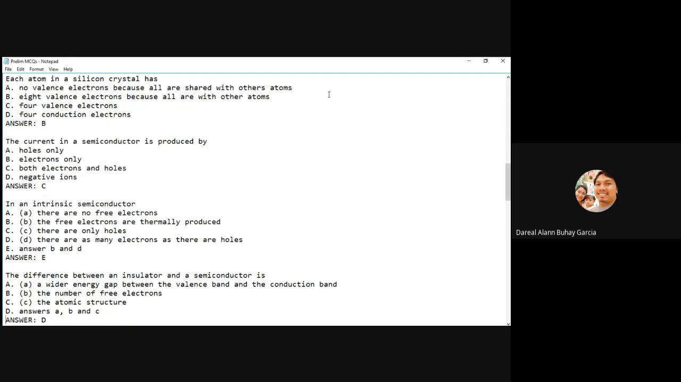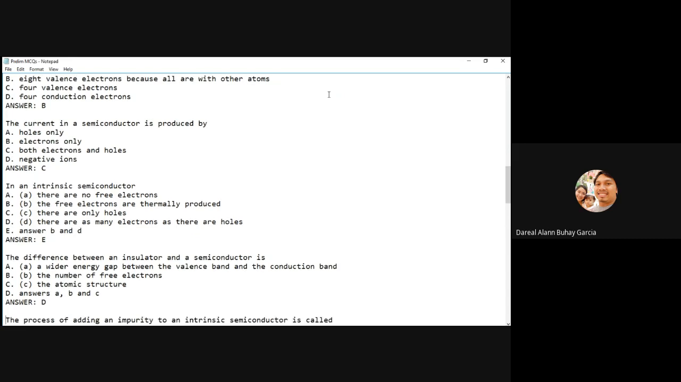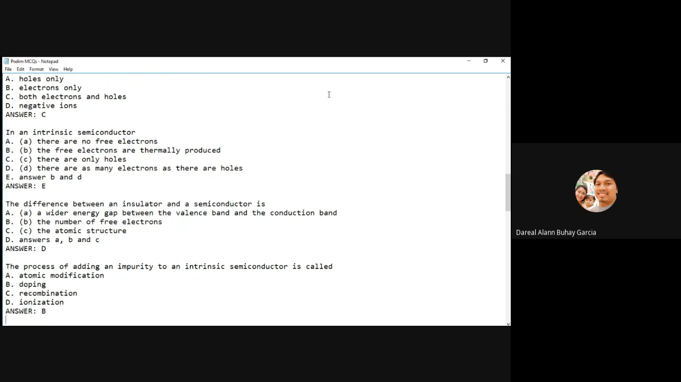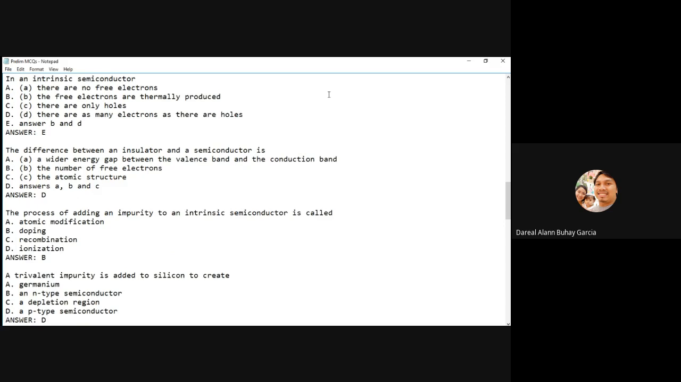Each atom in a silicon crystal has B, 8 valence electrons because all are shared with other atoms in a silicon crystal. The current in a semiconductor is produced by C, both electrons and holes. So, na electron flow and hole flow. Intrinsic semiconductor is B and D, I mean.